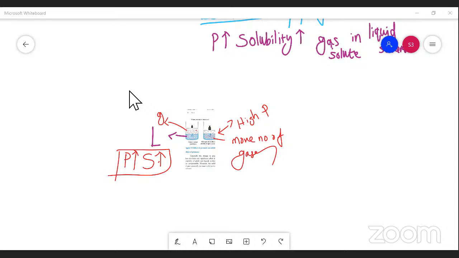Why is there no pressure effect? Solids and liquids are not easily compressible. That's why there is no effect of pressure. Okay, dear students. Tomorrow we will discuss the next topic in chemistry.